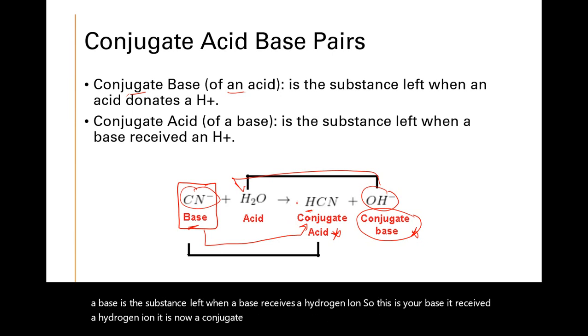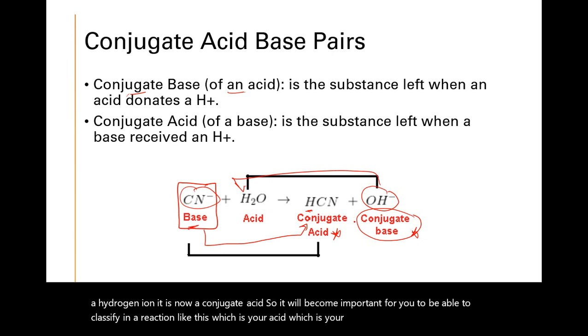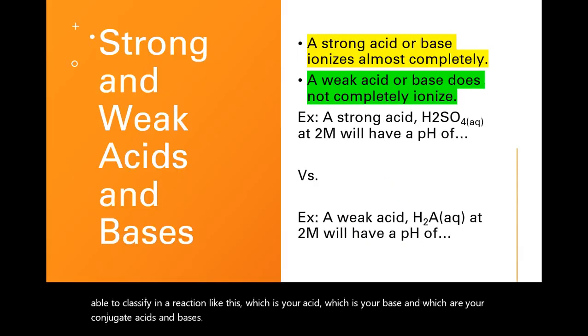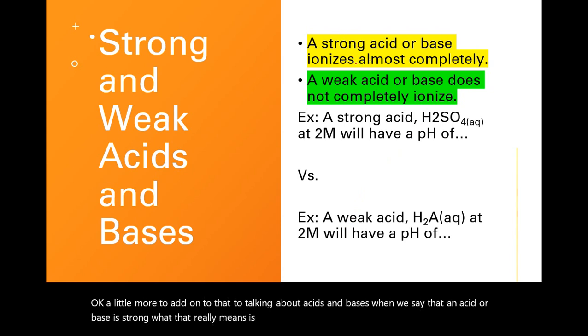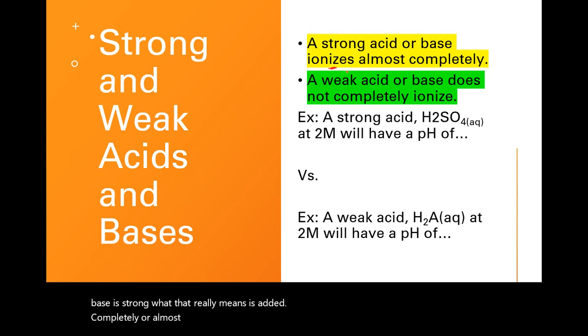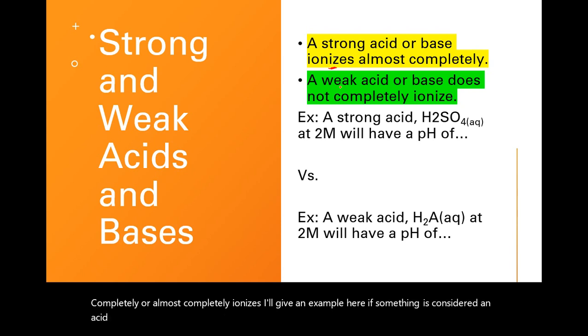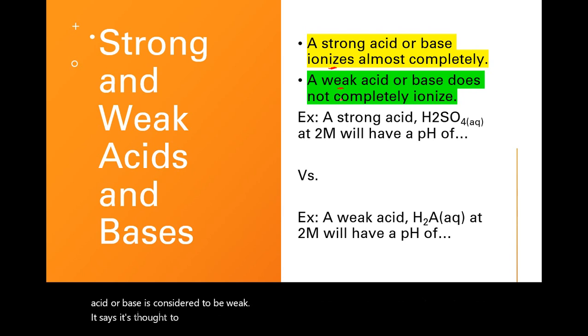So it will become important for you to be able to classify in a reaction like this, which is your acid, which is your base, and which are your conjugate acids and bases. Okay, a little more to add on to talking about acids and bases. When we say that an acid or base is strong, what that really means is that it completely or almost completely ionizes. I'll give you an example here. If an acid or base is considered to be weak, it's thought to not completely ionize.